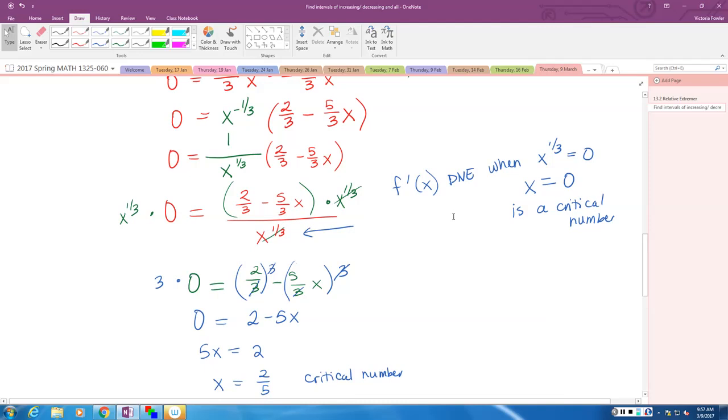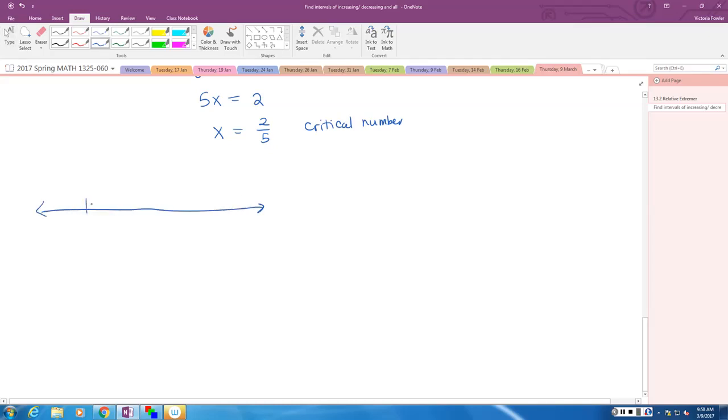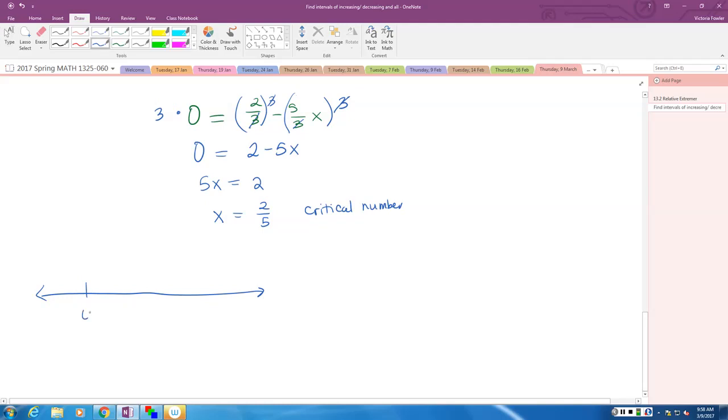Okay, so this is the first time we've done one like this, right? So then the next step after I have critical numbers is to do what? Number line. Number line, okay. So I'm going to have 0, and I'm going to have 2/5. And then I like to put my first derivative in a factored form. So the best factored form I had was when we had it as 1 over x to the 1/3 and then times that quantity, 2/3 minus 5/3 x. Right, this was one way we had it written before we did some algebra. This is when we factored out.